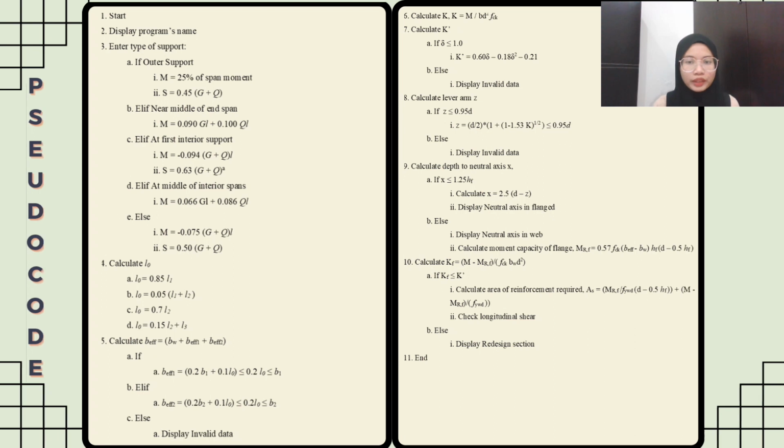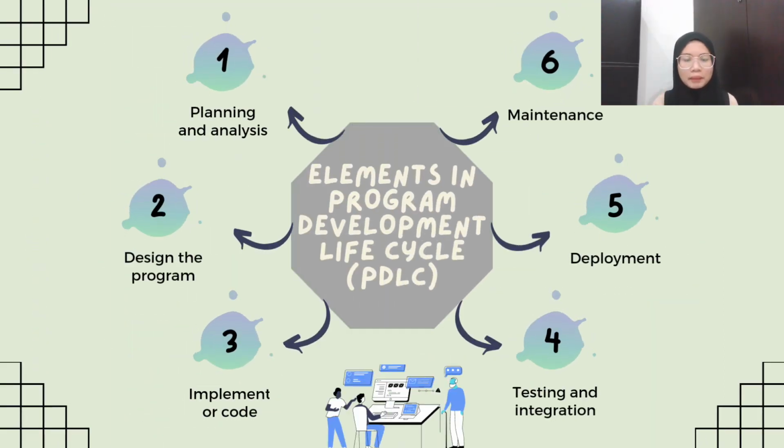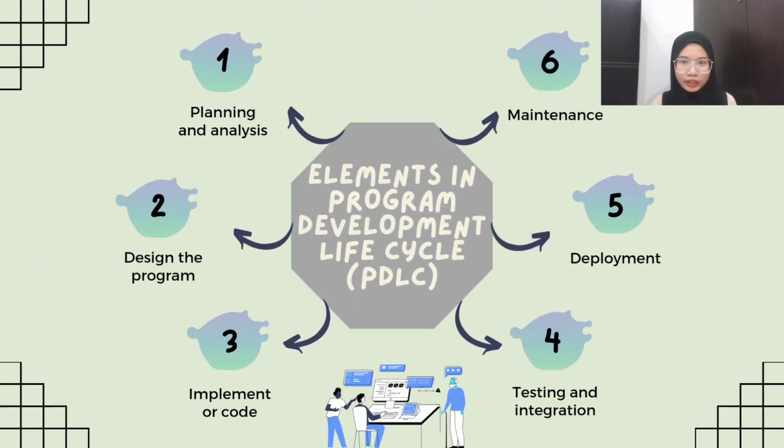Then this is the pseudocode based on the previous flowchart. It is also an understandable description of what an algorithm or computer programming must perform. Next, we continue with the third element in PDLC, which is implement or code. This is the element when the design program stage is complete. Then the coding process will proceed. In this project, Python is the medium to run the program.